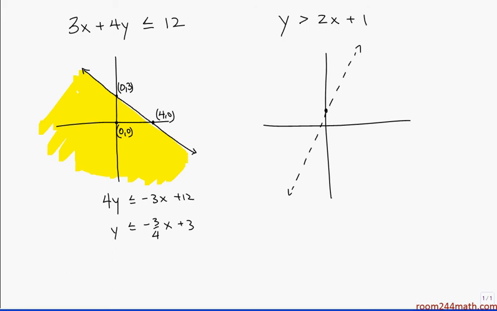And again, it's pretty easy when it's written, sorry, y is greater than or y is less than, because if it's y is greater than, it's all the y values above. But if you ever get confused, once again, just test the origin. So if I test the origin, 0 is greater than 0 plus 1. That is not a true statement, so I do not want to be on the side of the line that includes the origin. I want to be on the opposite side, which is the side above.